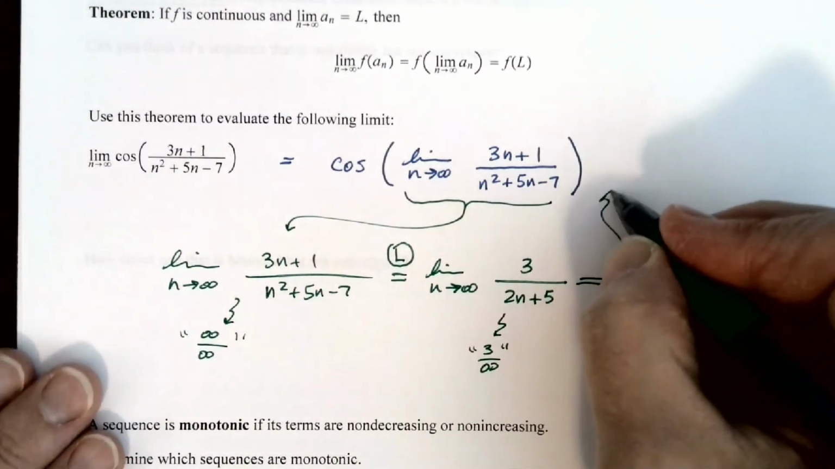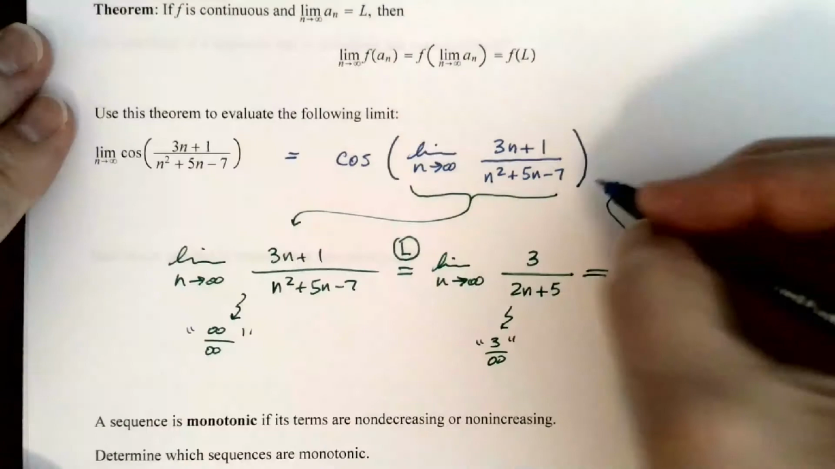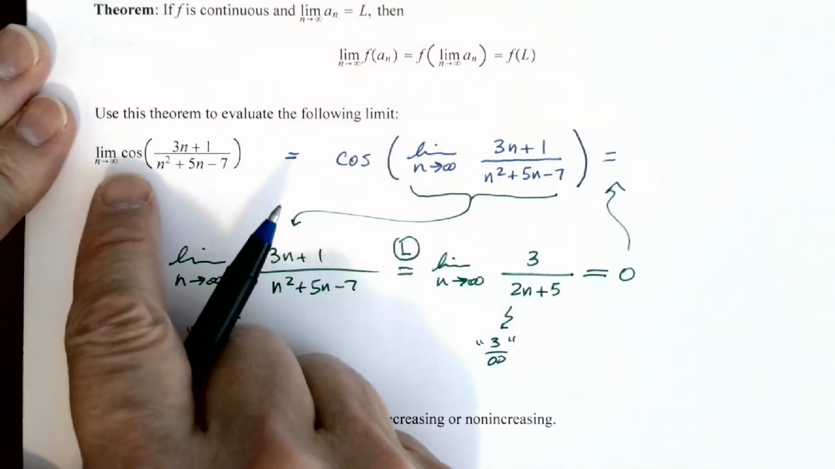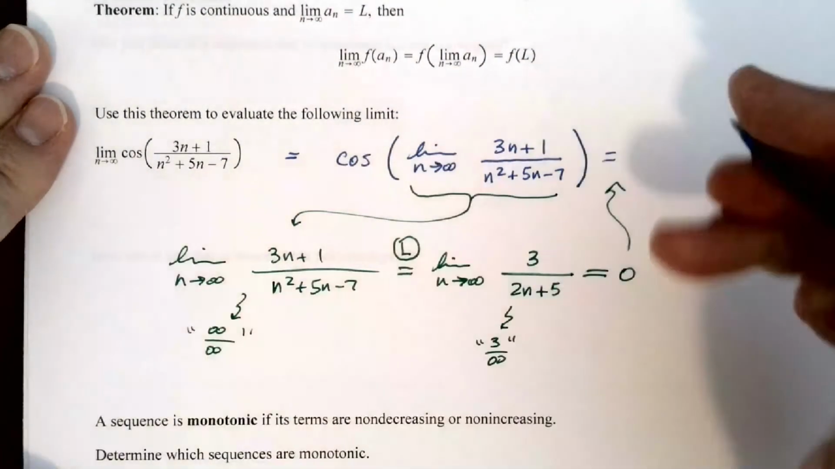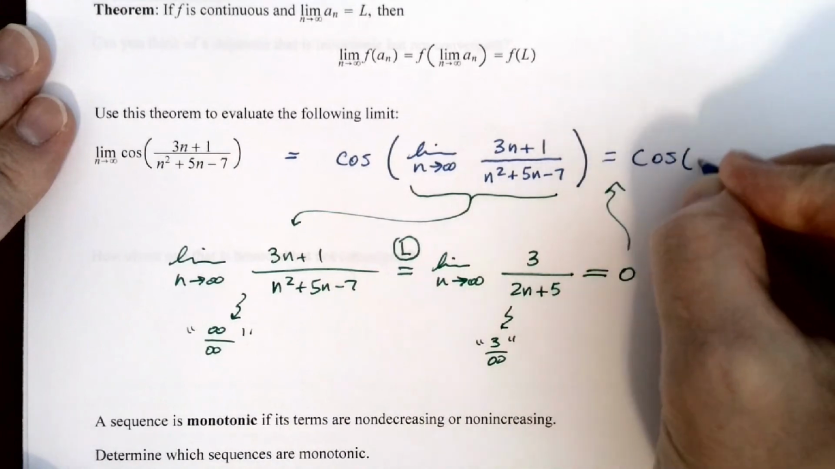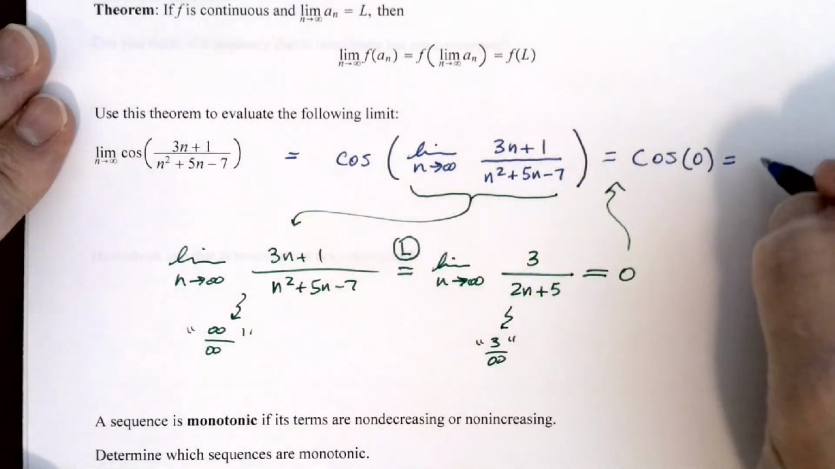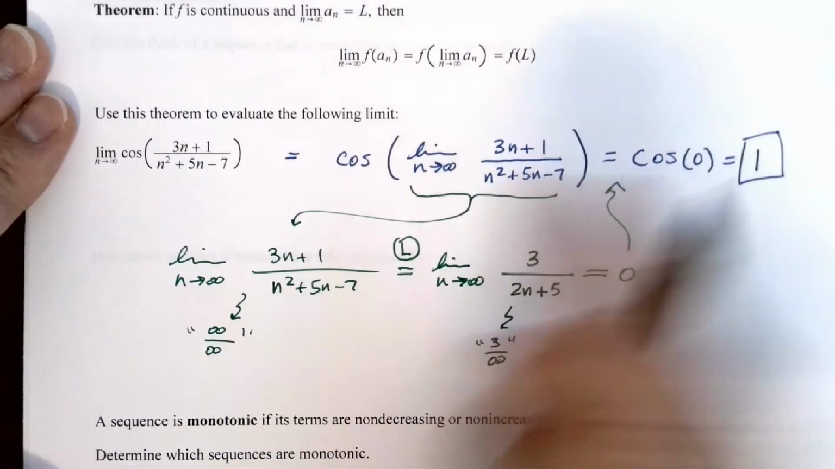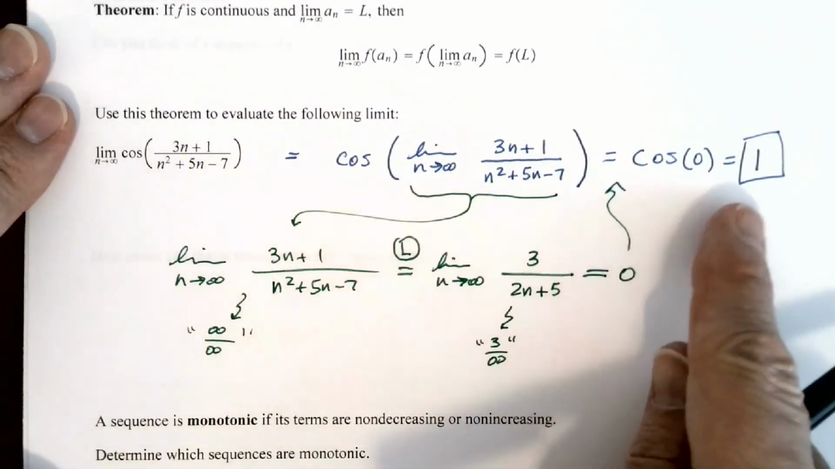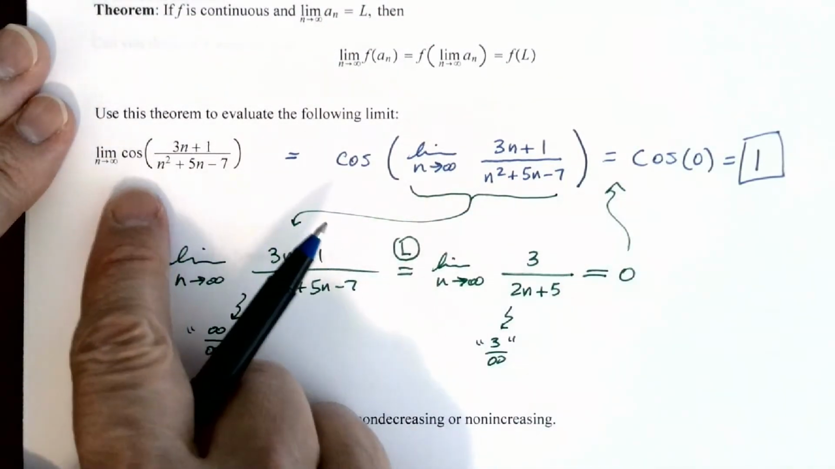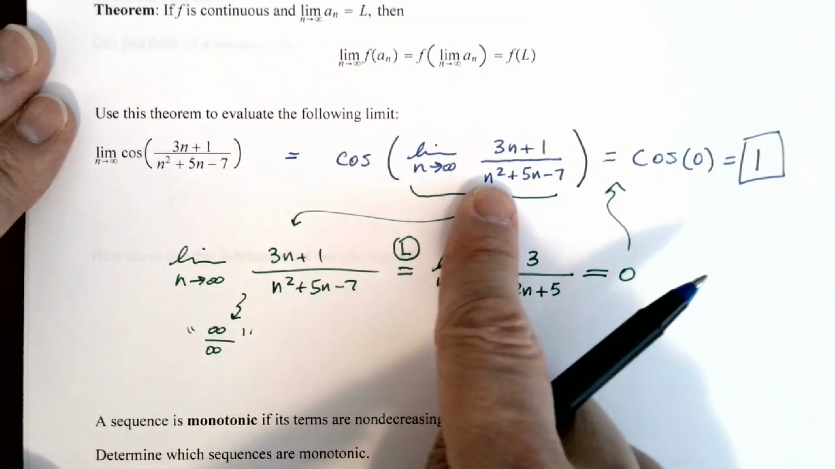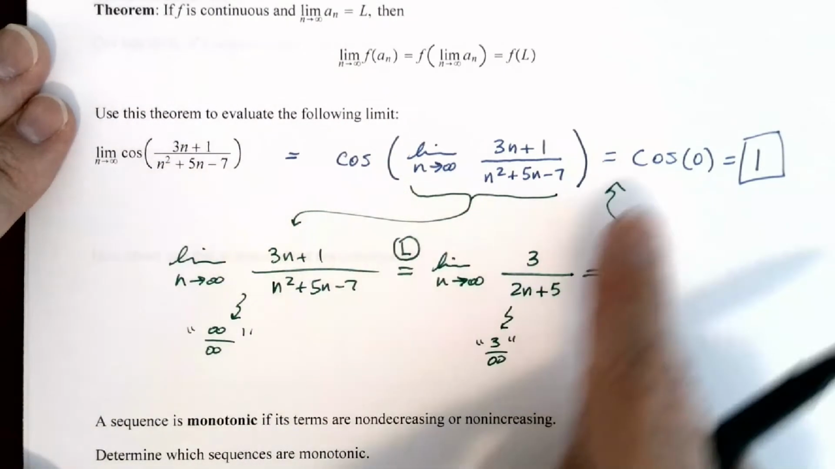And so that tells me what about this limit? This limit is equal to what? The limit as n goes to infinity of cosine of this is cosine of this limit. That's cosine of 0. What is cosine of 0, though? 1. So the limit of our original sequence here is equal to 1. So I'm able to push the limit inside the function, evaluate that limit of that sequence, and then I can take the cosine of it.